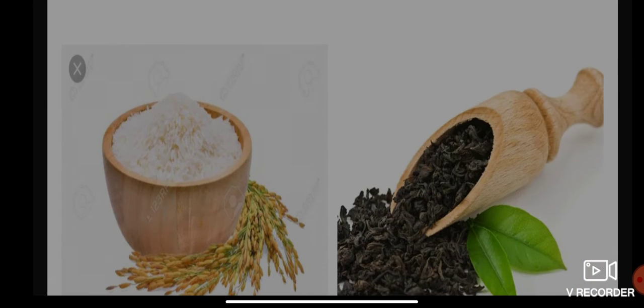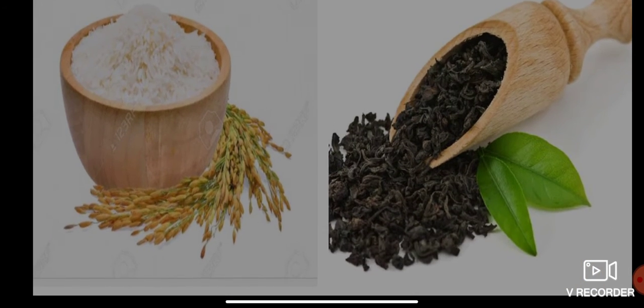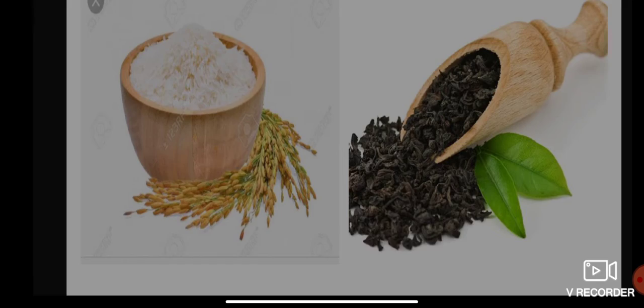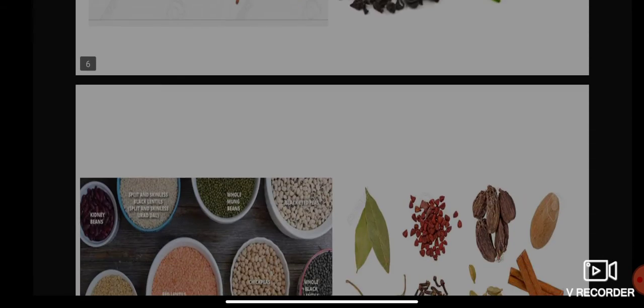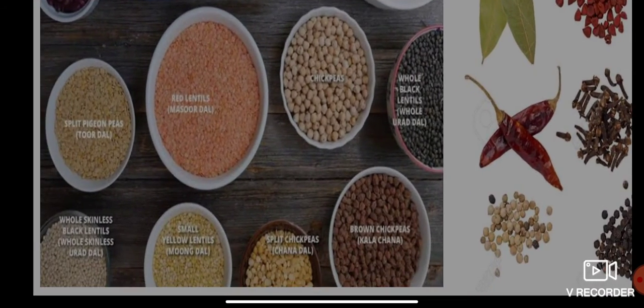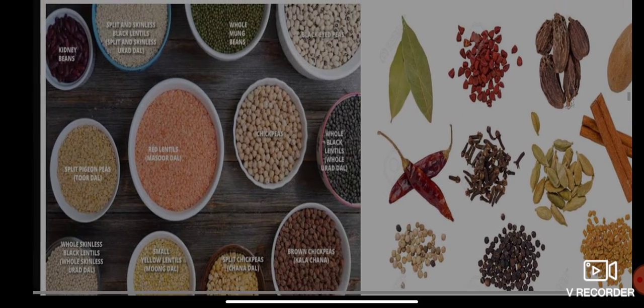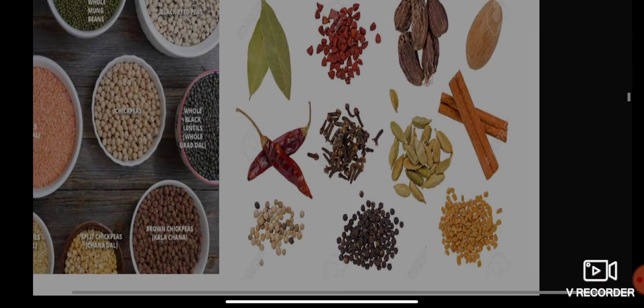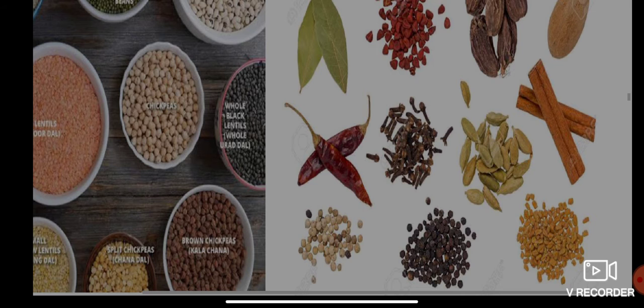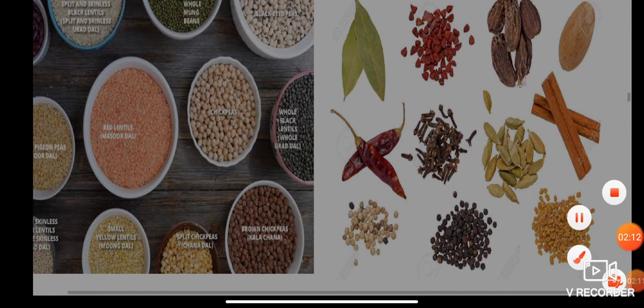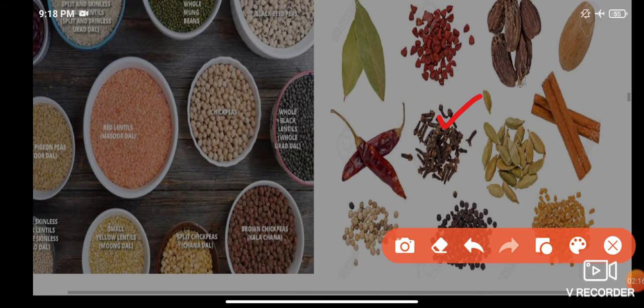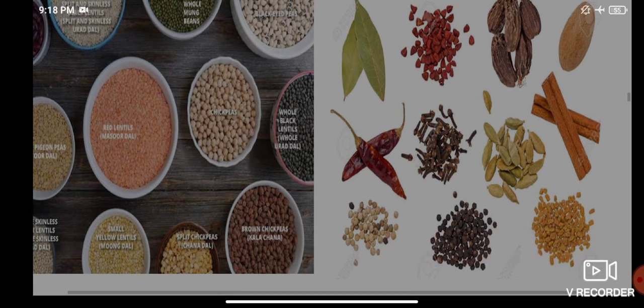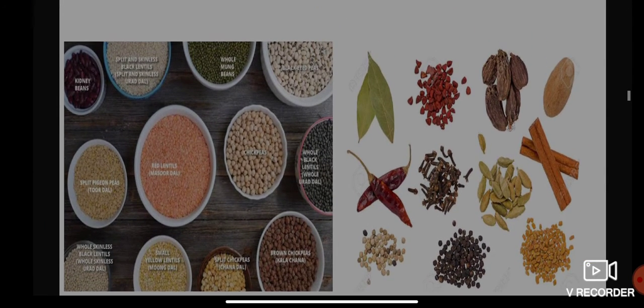Let me show you. So this is a picture of a rice bowl. This is a tea leaf. These are various kinds of dal, and these are different kinds of spices. So this is clove. I hope you know clove. I hope you're observing the picture.